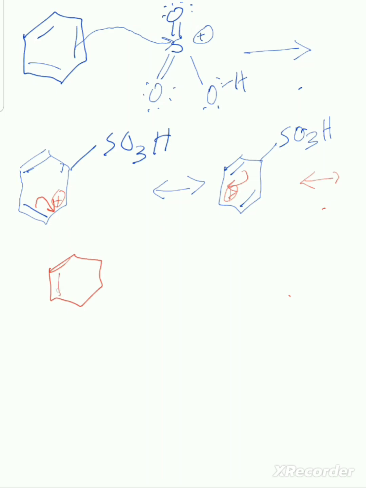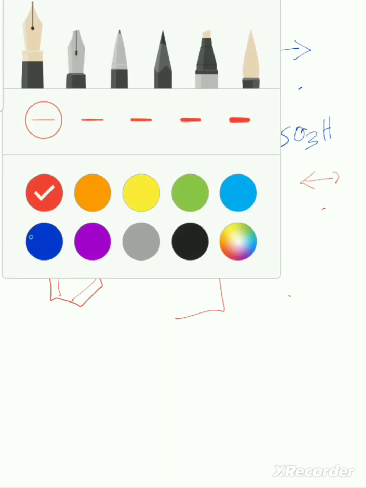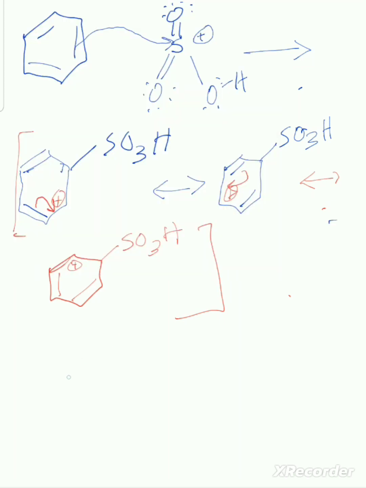So here the bond will be here, here will be there, then the positive will be there, which is next to the electrophile, like this. Then I can put them in brackets. These are called arenium resonance. After that, I can go to step number 3. Step 3.